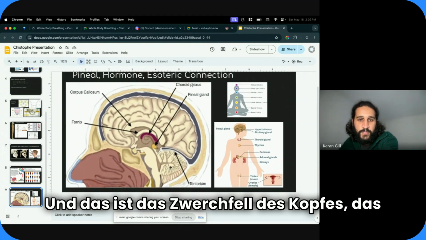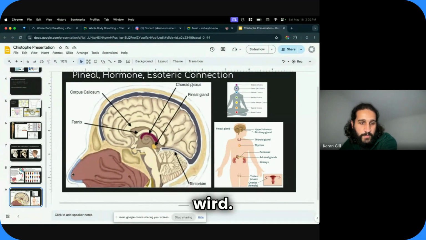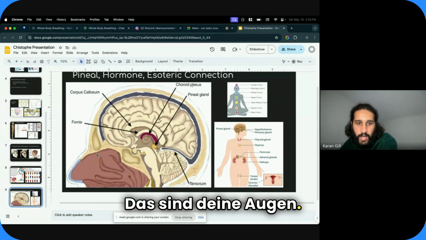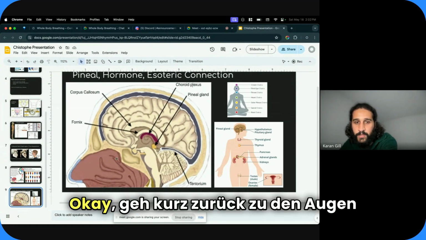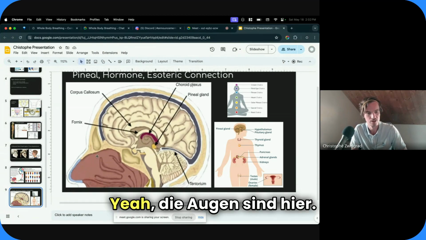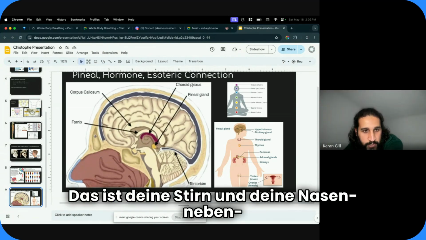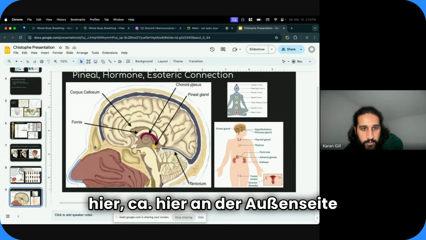And this is the head diaphragm, the tentorium, which becomes this part of the cranial base and becomes basically this is your eyes. So under your eyes and your nose. Okay. Go a moment back to the eyes so people have a clear understanding where. Yeah. So the eyes are going to be here. So this is your forehead and your nasal sinus. Okay. And so your eyes are going to be like around here on the outside of this.